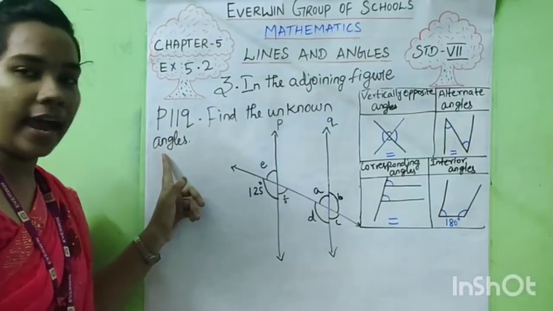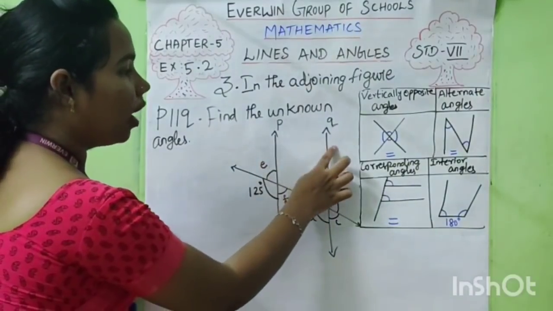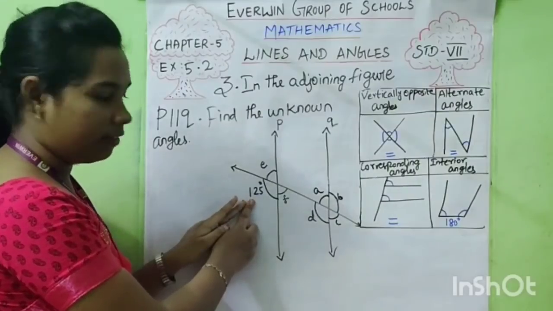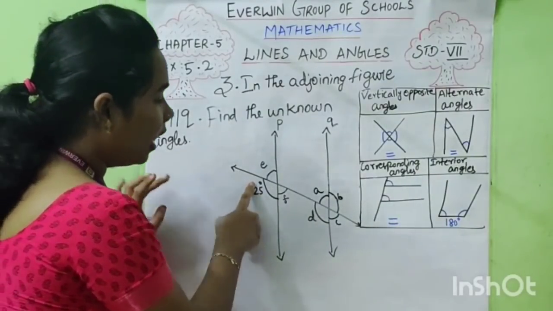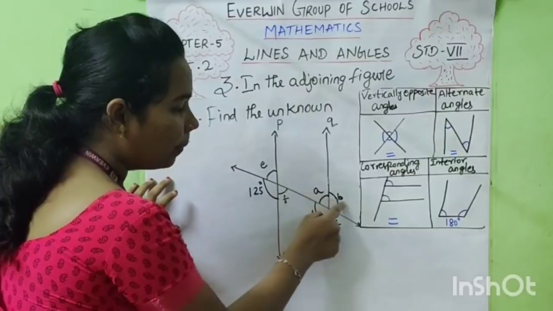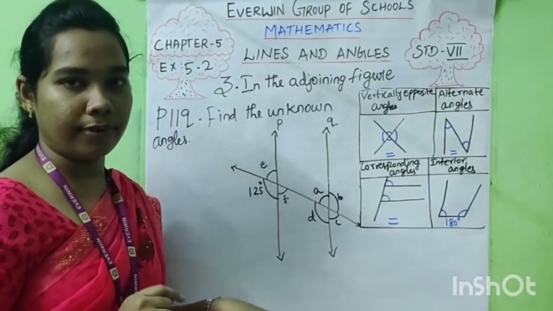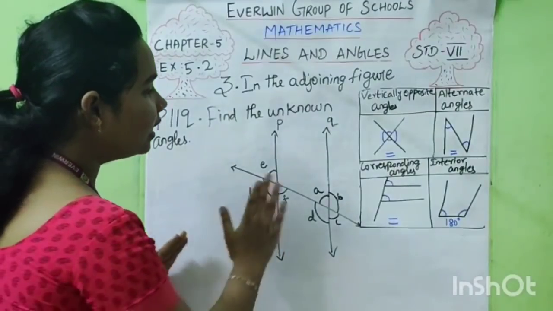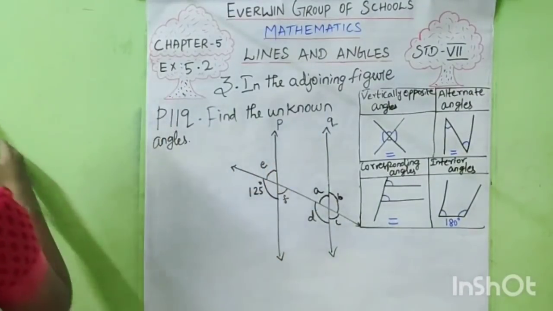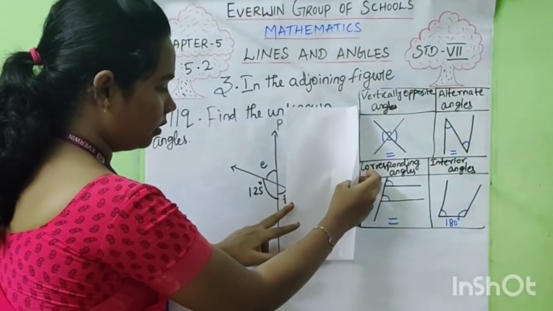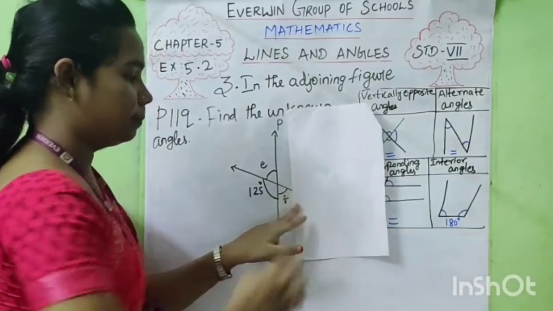Find the unknown angles. P and Q are parallel lines, and only one angle is given, 125 degrees. The other six angles, E, F, A, B, C, D, we should find. Okay, children? Look at this figure first. First I am going to hide this part.